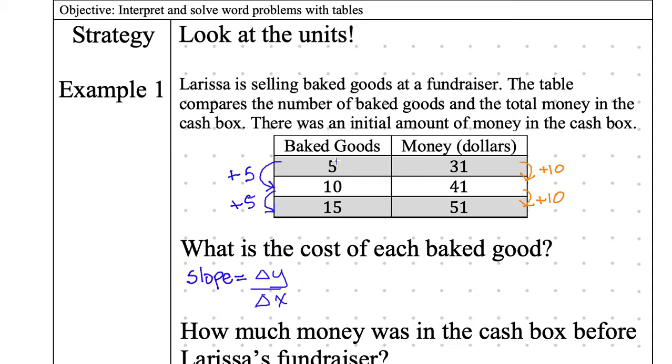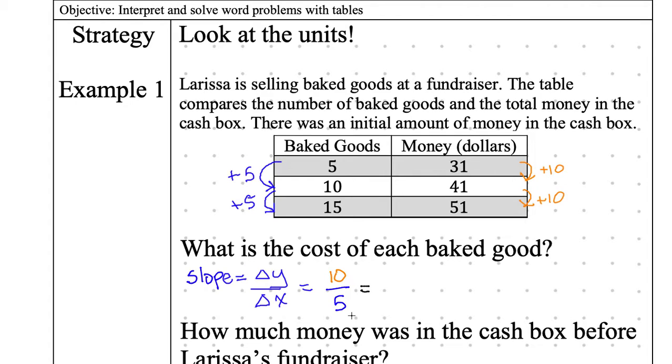But in this case, it's the money per baked good. So it is still delta y over delta x, because we want money per baked good. If I divide money by baked good, then I should be good. So I need to divide 10 by 5. So let's plug it in. This is going to be 10 divided by 5. And really easy XP.